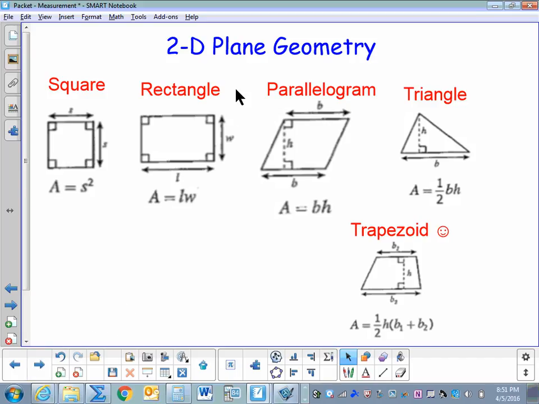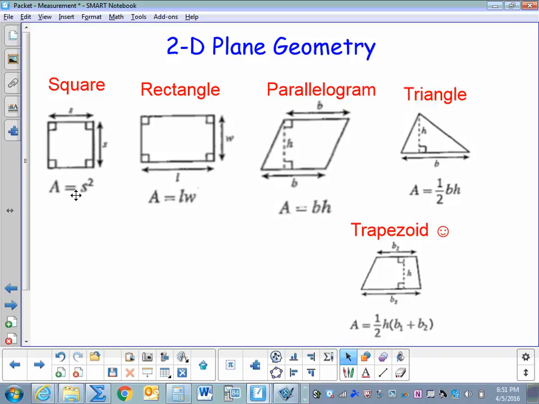So let's review some of the plane geometry. The area we've been working with a square, a rectangle, parallelogram, triangle, and trapezoid. And as you can see, they all have a different looking formula, but they're really all kind of the same, very similar to each other.